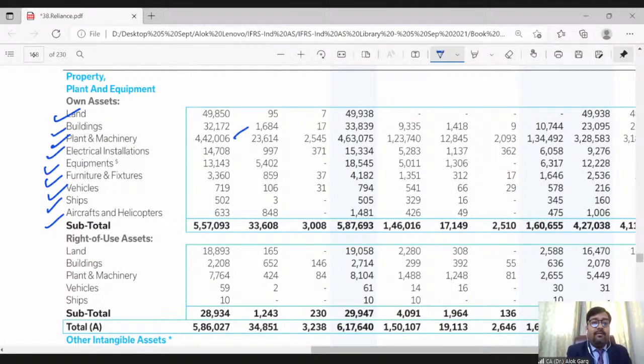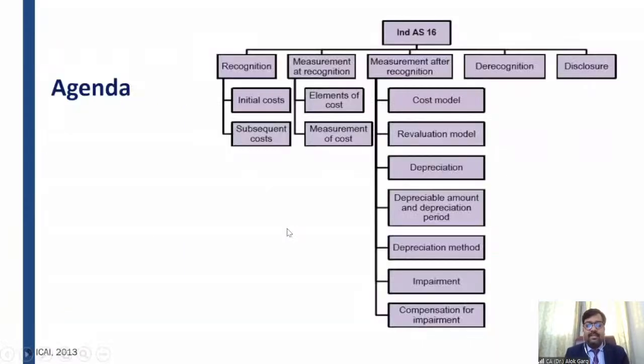If I talk about land and building, it is my property. If I talk about plant and machinery, it is my plant. All these other items could be covered under your plant and equipment, right? So Ind AS 16 covers property, plant and equipment. And this is the real life example of Reliance Industries Limited, guys. I hope it is clear to everyone, property, plant and equipment.